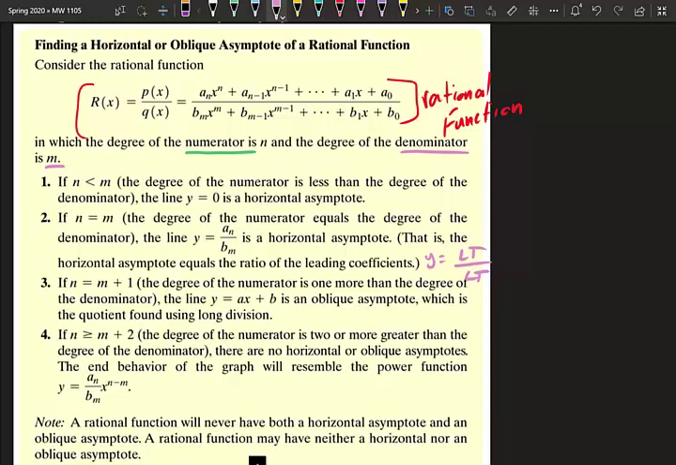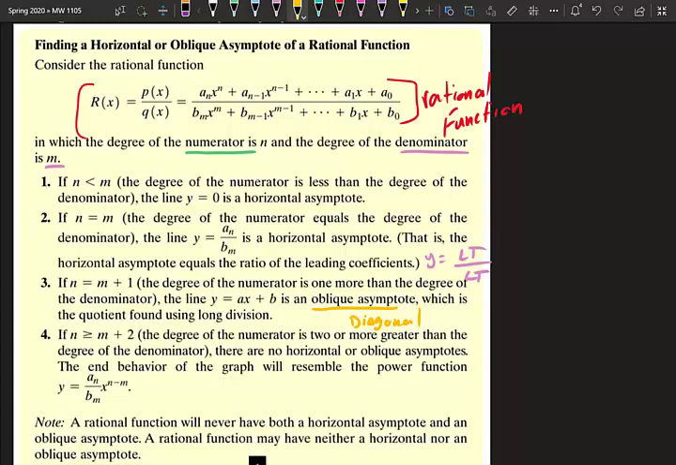All right, if n equals m plus 1, so if the degree of the numerator is exactly 1 more than the degree of the denominator, the line y equals ax plus b, that's the same thing as mx plus b, is an oblique asymptote, which is the quotient found using long division. An oblique asymptote is diagonal. If the degree of the numerator is 2 or more greater than the degree of the denominator, there are no horizontal or oblique asymptotes. But we can figure out how it looks.